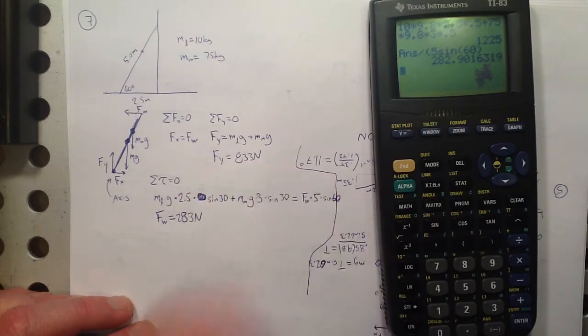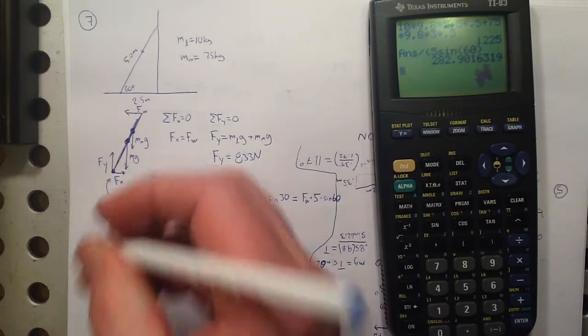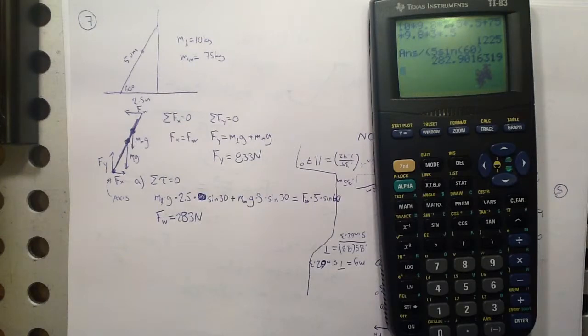283 newtons. The force on the window. And I lost track of what A, B, and C were. Let's go back and look at that. Part A, magnitude of the force in the window. So that's part A, right here. That came from our net torque equation.